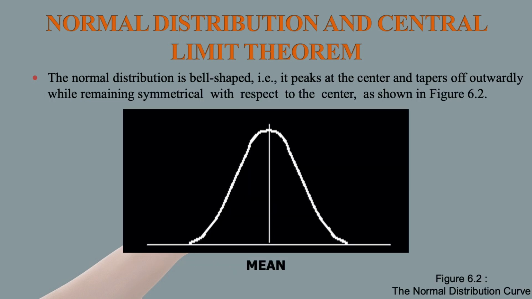The normal distribution is bell-shaped. It peaks at the center and tapers off outwardly while remaining symmetrical with respect to the center as shown in the figure. So this figure gives the normal distribution curve. You see that at the center the peak is there and the mean is situated at the center, and there is sigma, we call it standard deviation. We will talk about the significance of the properties, the sigma, in our later discussions for this lecture.